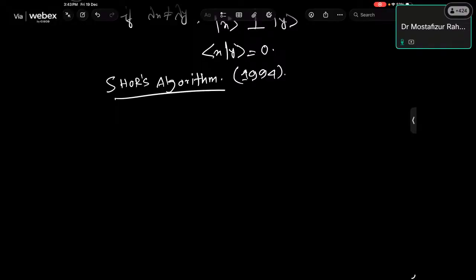So what is Shor's factoring algorithm? We'll slowly introduce the QFT, and tomorrow we'll see an implementation of that. So suppose you have a big number, and the big number is represented as n, right? n can be, for example, a 2048-bit key. It can be like that, right?